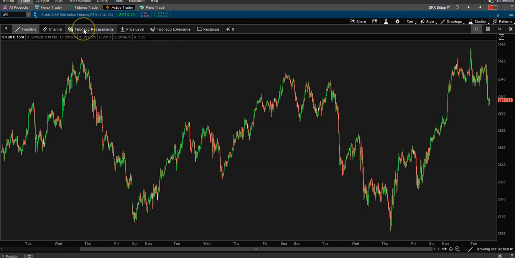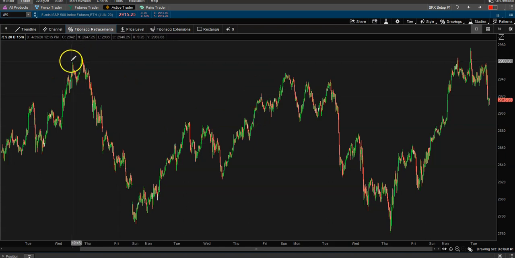Today we're going to talk about Fibonacci retracements, something that I actually get a lot of people asking me about. What's the best way to find swing highs, swing lows, and where do I draw them exactly? Because every chart is subjective, it's kind of figuring it out on your own, right?